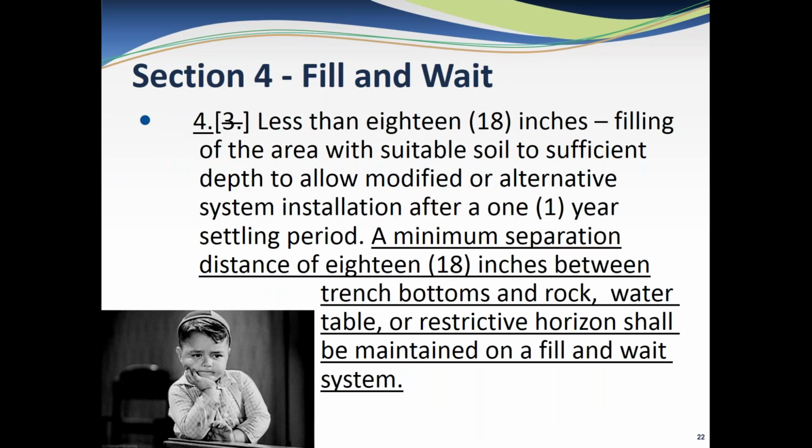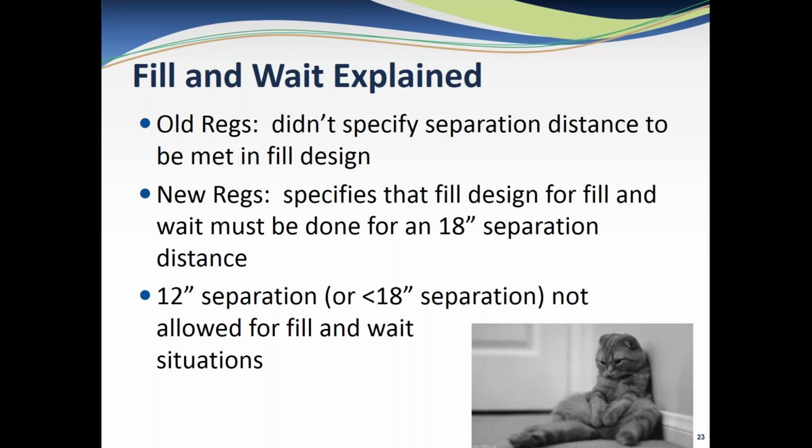Fill and weights. When you're doing a fill and weight, this was simply added. A minimum separation distance of 18 inches between trench bottoms and rock, water table, or restrictive horizon shall be maintained on a fill and weight system. So if you're doing a fill and weight, you can't do a less than 18 inch separation when the fill soil is installed. And that's basically what this is.